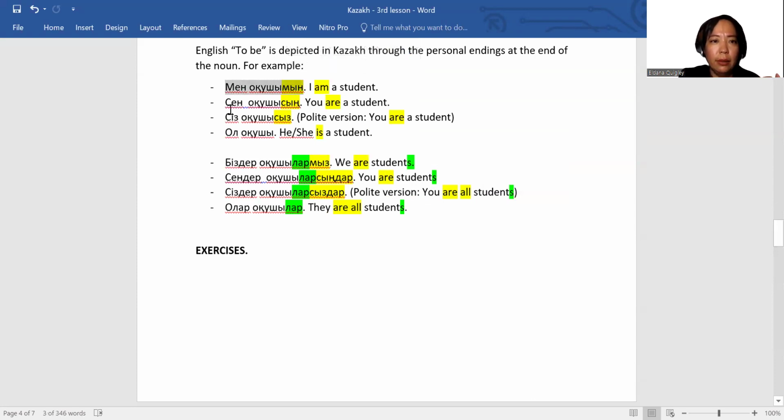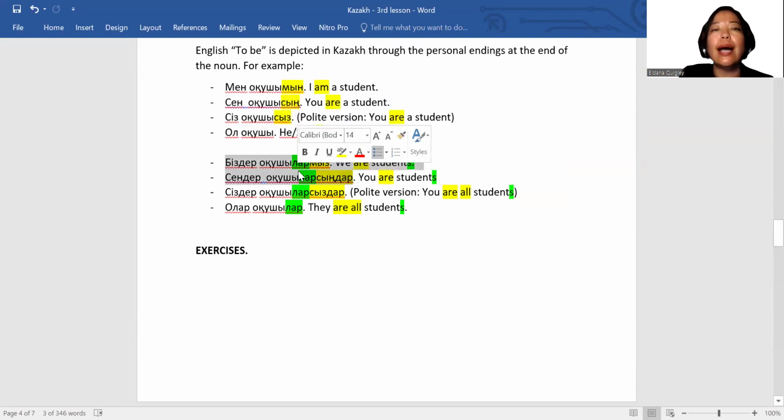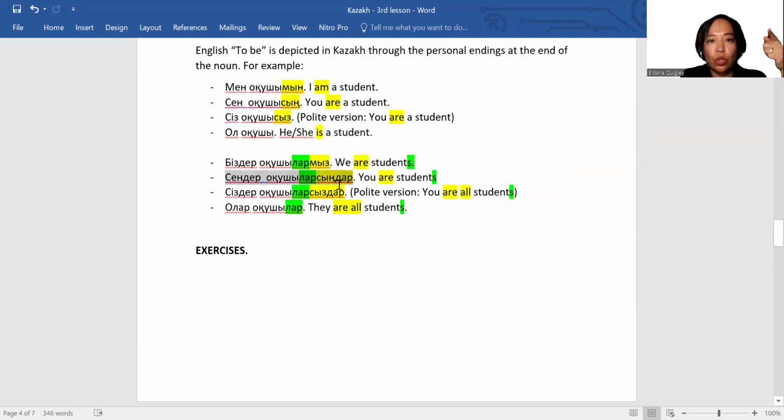Мен оқушымын, сен оқушысың, сіз оқушысыз, ол оқушы. Біздер оқушылармыз, сендер оқушыларсыңдар. Сіздер оқушыларсыздар, олар оқушылар. I know I went a little bit fast, and that could take you some time to pronounce. But again, don't forget about that wheel in YouTube where you can choose the speed of the speaker and make me speak a lot slower.